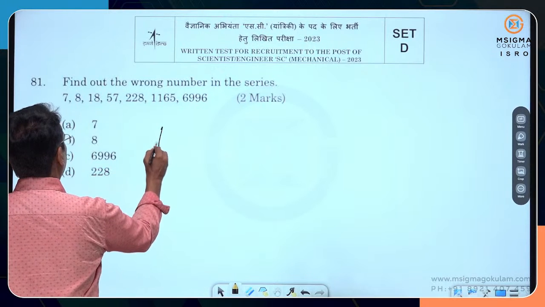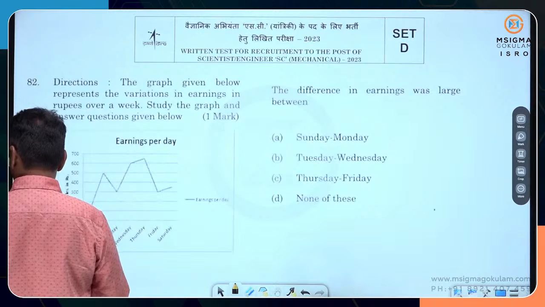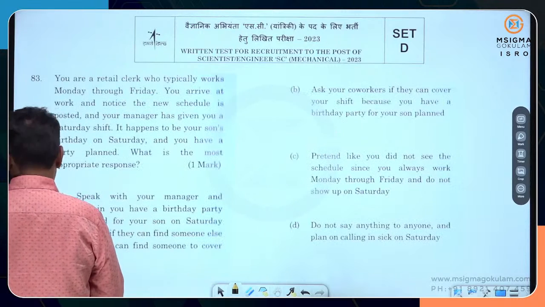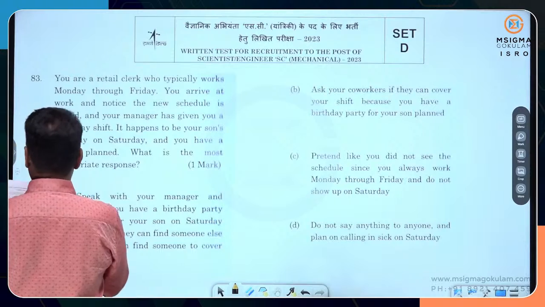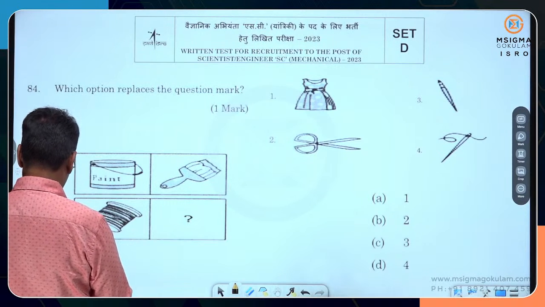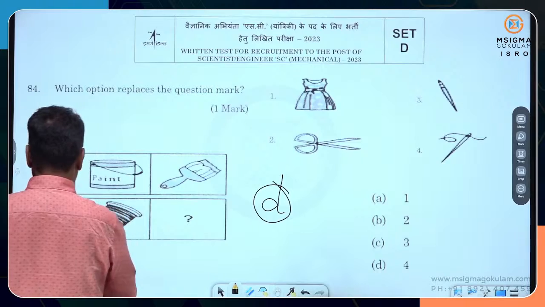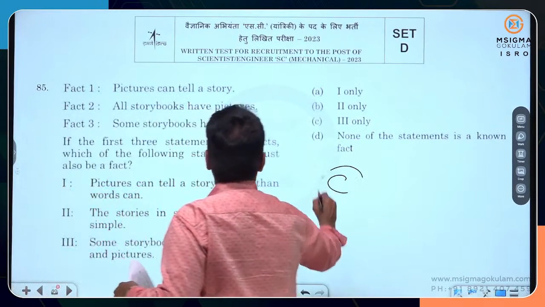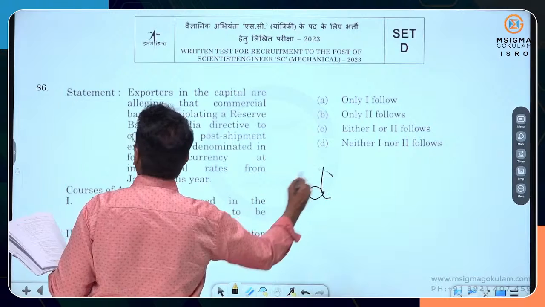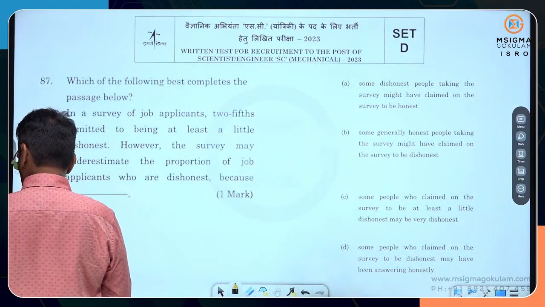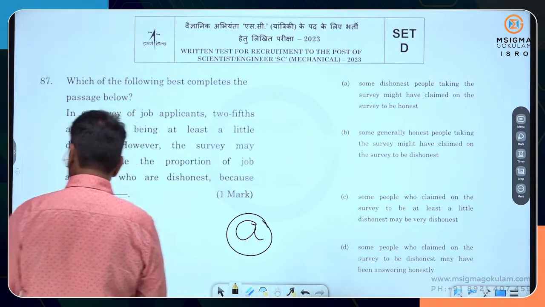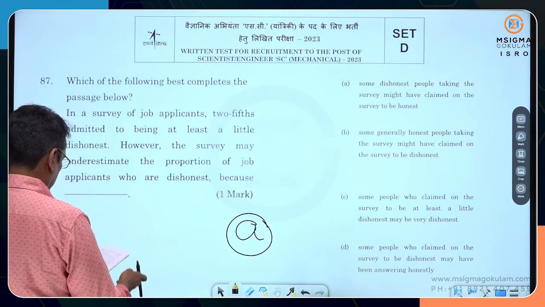In question number 81, D is the answer. I am giving the aptitude answers. There are 15 aptitude questions. 82 is A. 83 is A. 84 is D. 85 is C. 86 is D. 87 is A. 88 is C.